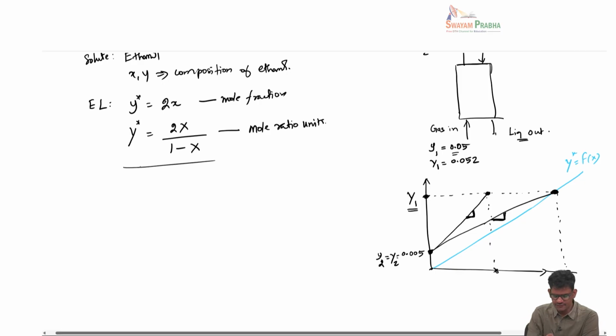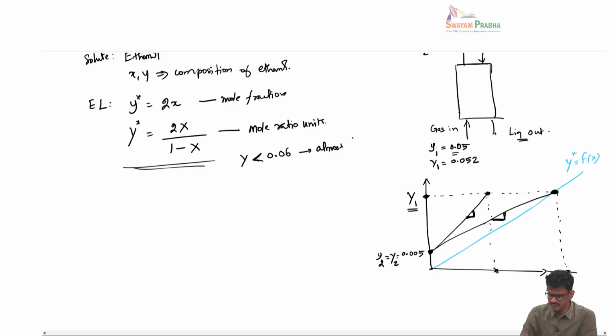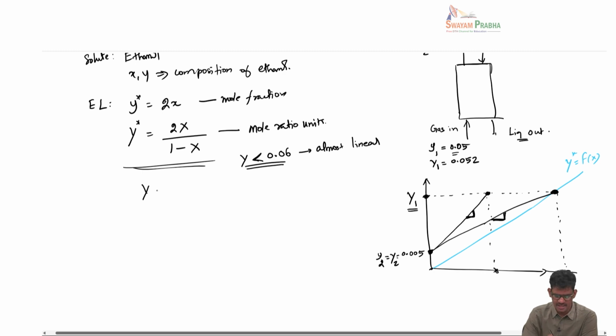However, if you plot this in an Excel sheet, you will find that if y is less than 0.06, this is almost linear. That means as long as I have a composition y smaller than 0.06, I can simply write this as just 2x.